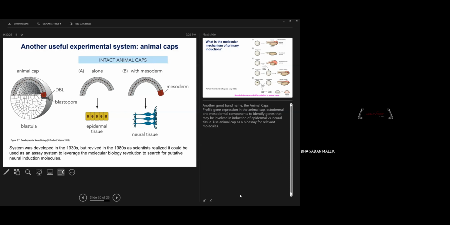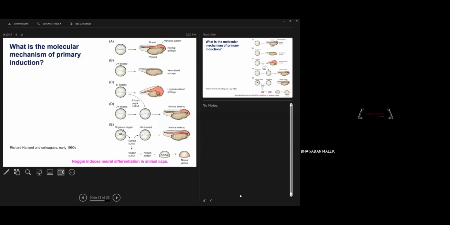As I mentioned earlier, the notochord and mesoderm give signals to the ectoderm to form the neural tissue. So in this experiment, they showed that some signal in the mesoderm initiates the formation of neural tissue. They did some more experiments and finally found the signal: it is noggin, which induces neural differentiation in the animal cap.